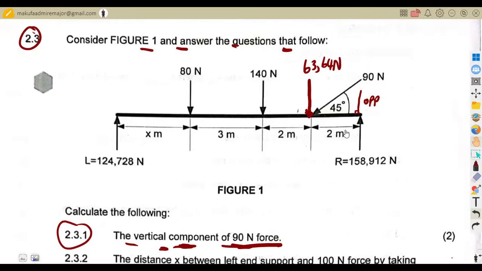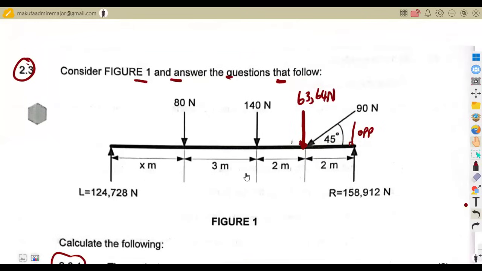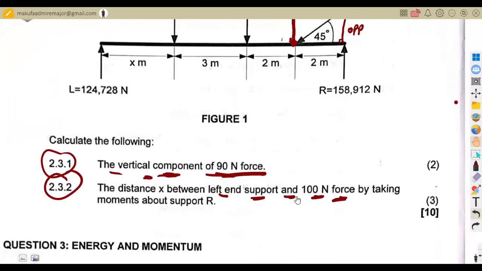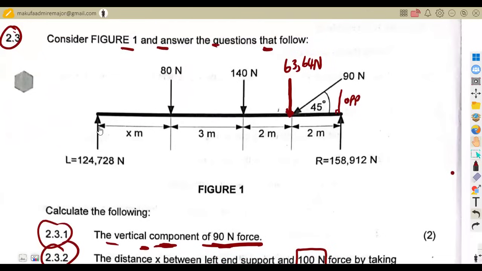And the question on the other part is 2.3.2. The distance x between the left hand support and the 100 Newton force. The left hand support and the 100 Newton force, which one? This is the 80 Newton force, not 100 Newton. This one is a mistake there. It's just the distance x between the left hand support and the 100. So it was just a misprint on typing there. It was supposed to be 80, between this left hand support and this force.